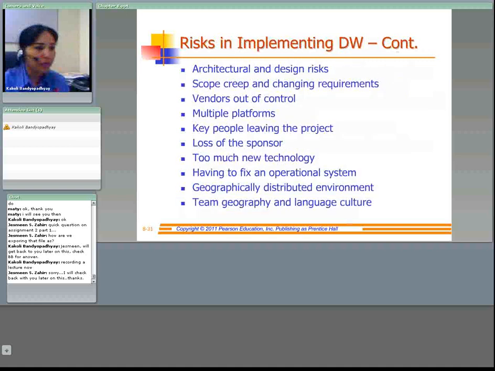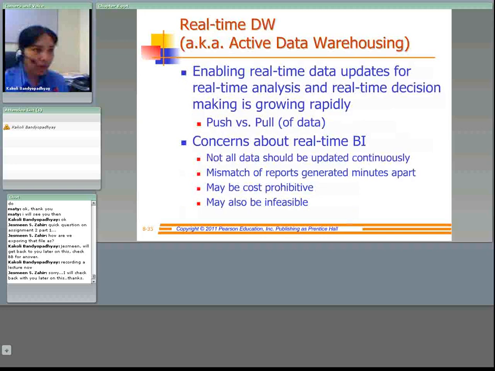Now I would talk to you about the real-time data warehouse. Once again, you can hear the Continental podcast. The URL is given in the syllabus for Continental's success owing to the real-time data warehouse. A real-time data warehouse is also called an active data warehouse. It contains data that are updated on an ongoing basis as business transactions occur.